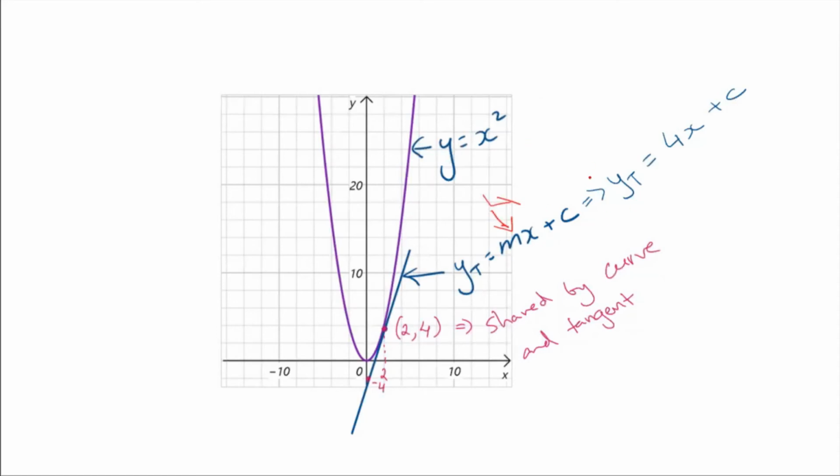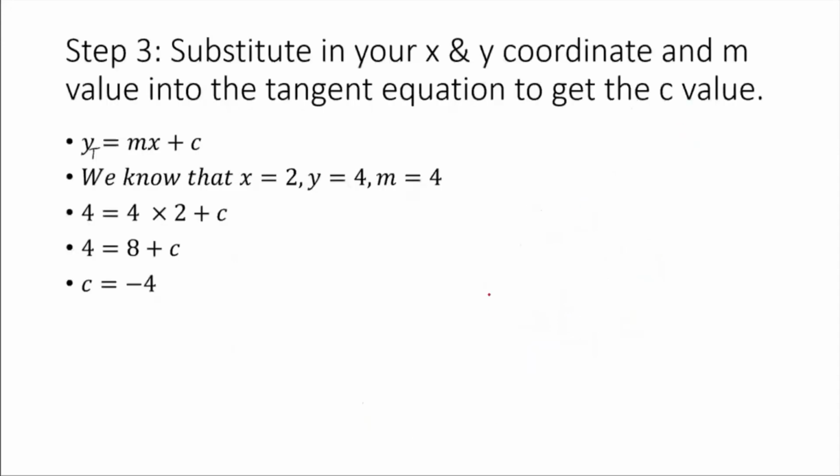And then how can you get c from that? Do you just put in the points that you found before, like the y and x coordinates? Yeah, exactly. Now you know y, you know m, and you know x from before. This is why we found the y coordinate in the first step as well. So sub your x, y coordinate and the m value into the tangent equation and get your c value.